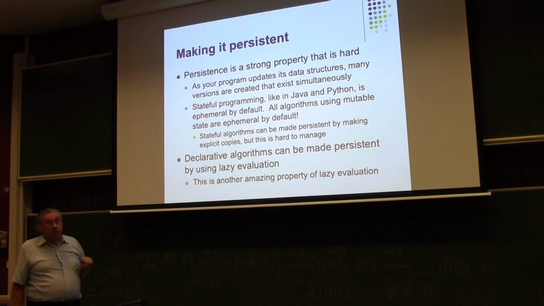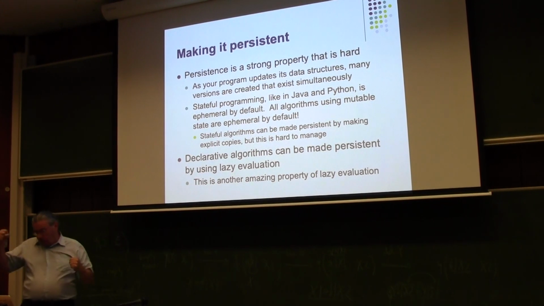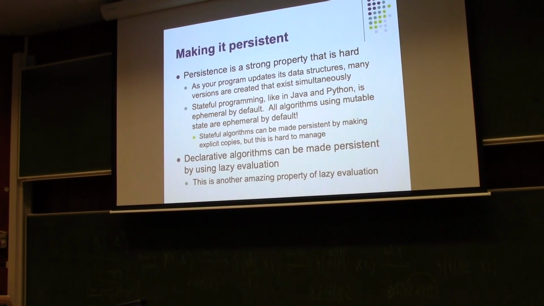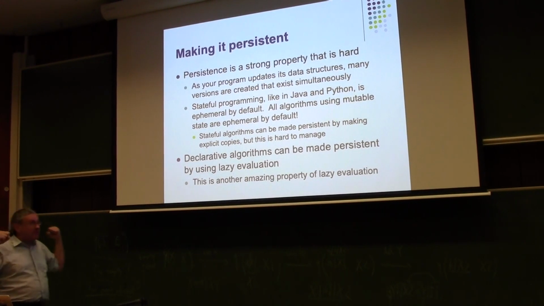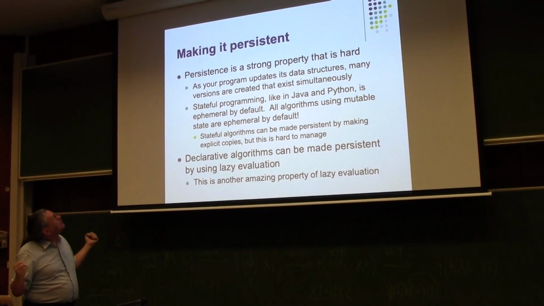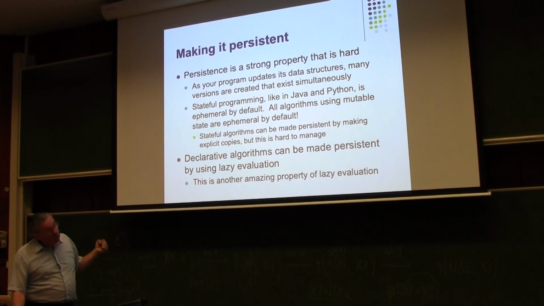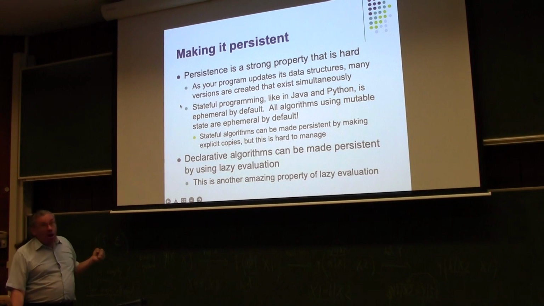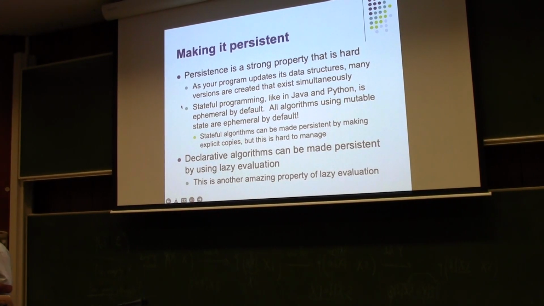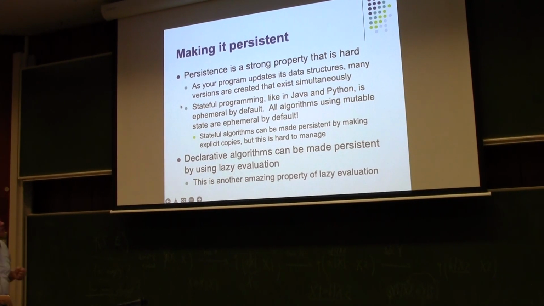Okay? Persistence is a strong property. It means whenever you create and do an operation, the old version is still existing and you can still use it, and it's still efficient. Many versions can exist simultaneously. So this is actually hard to do in any paradigm. This is hard, okay?